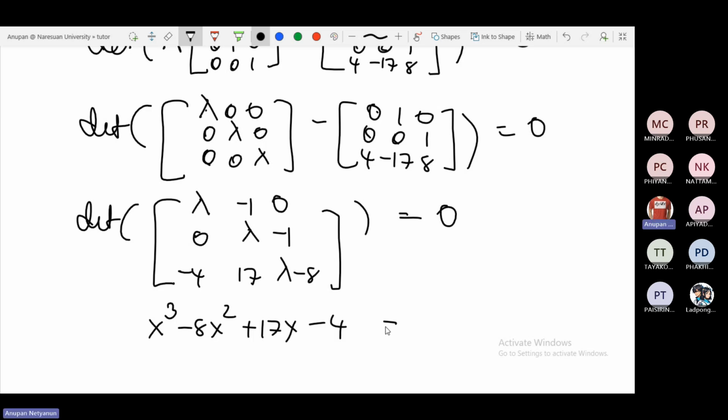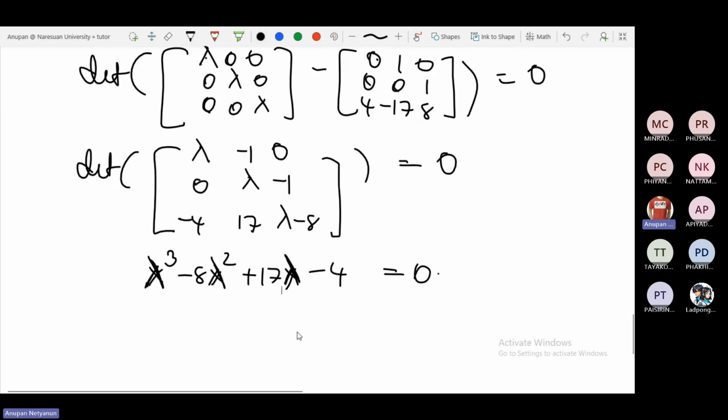minus 4 equals 0. See? The left-hand side becomes a polynomial. That's why we call it the characteristic polynomial. Oh, in terms of lambda, not x. Sorry. Right? You don't have any x, just lambda. Okay?